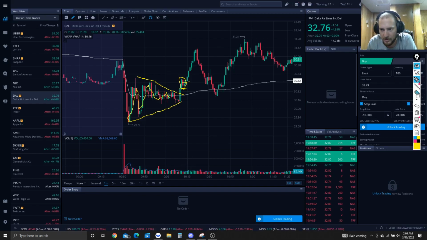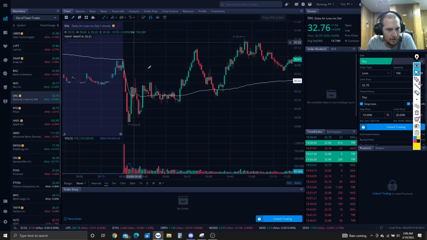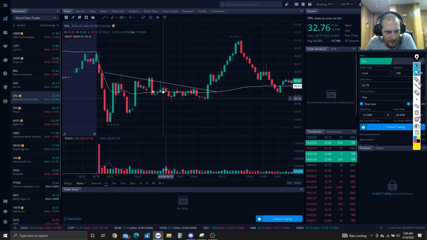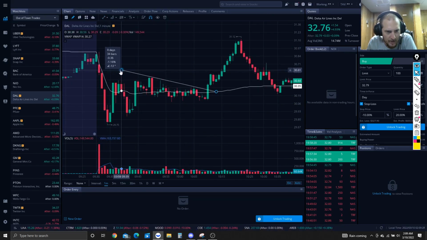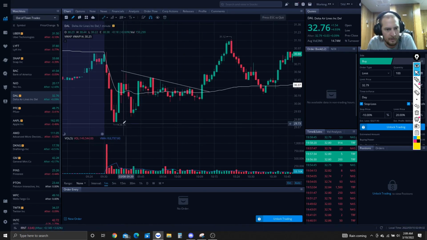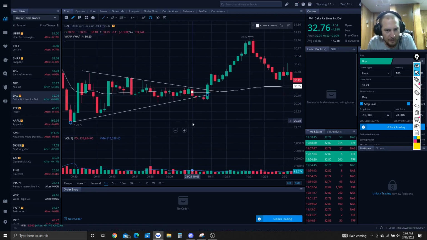Right, so let me actually clean this up a little bit and we'll talk about what's going on here. So this breaks down pretty hard at open, and then you start consolidating very tightly. You can see that this is sort of your triangle pattern right here. Right in here is probably what I would have had marked.